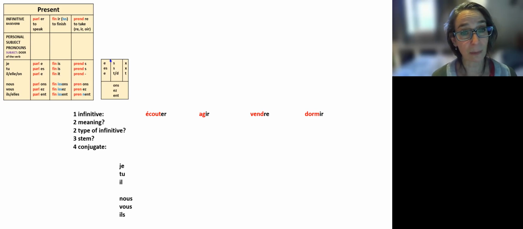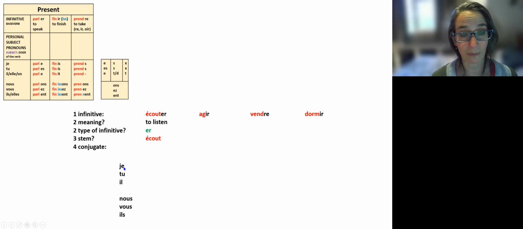So let's do some proper conjugating. Écouter, what does that mean? So it means to listen, okay? What type of infinitive or base verb is it, right? Okay, so it's an ER verb. What is the stem of this verb? And the stem is écoute.